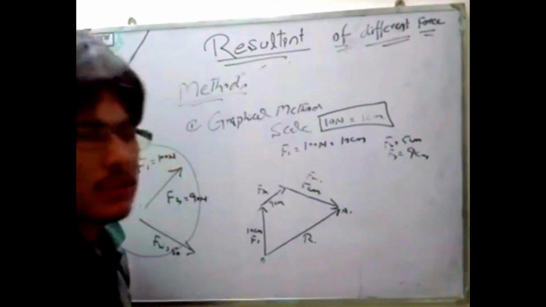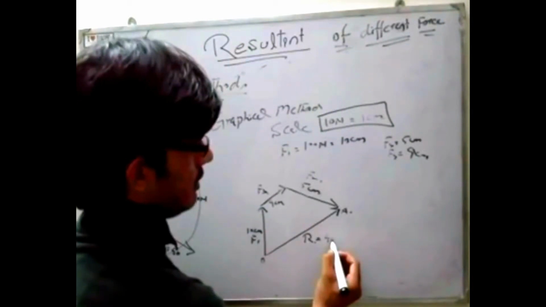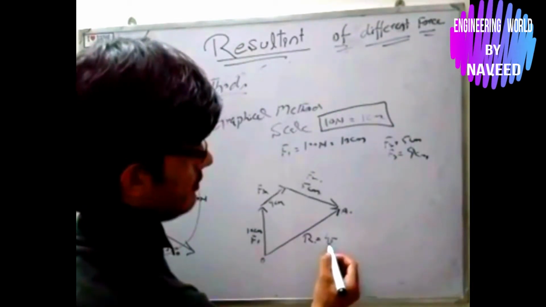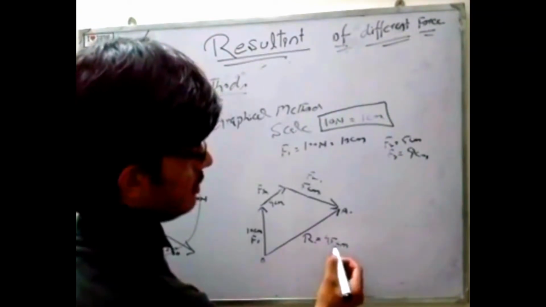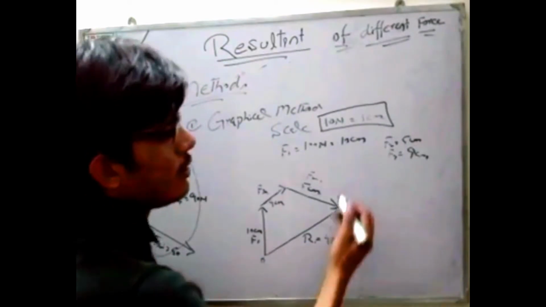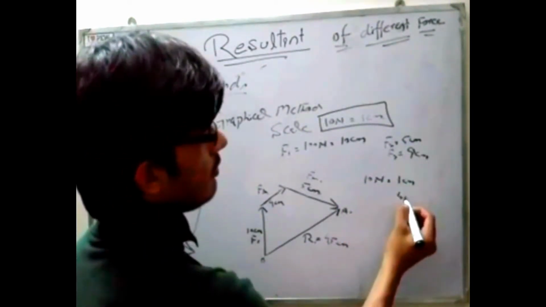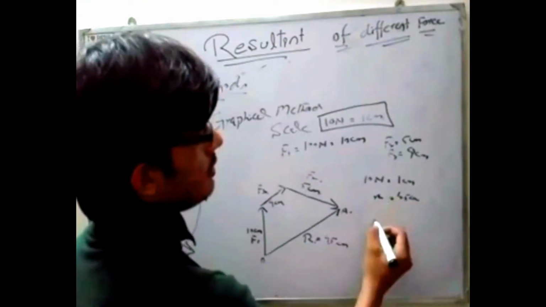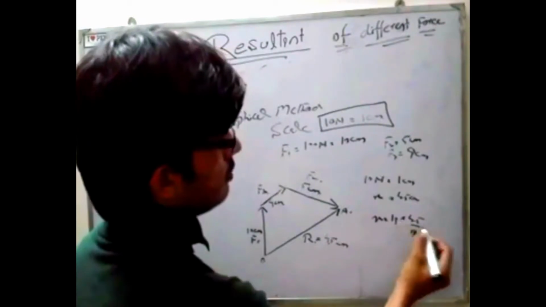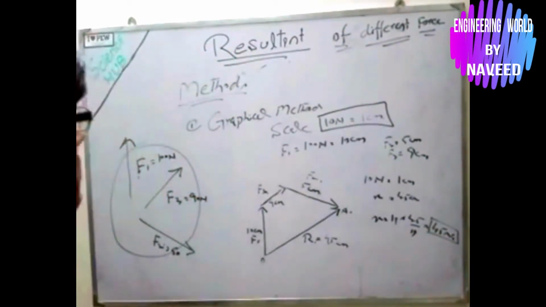Let's suppose we take it on the scale and we get the data equal to 4.5 centimeter. So I find the resultant, and that resultant, let's suppose, is equal to 4.5 centimeter. So here 10 Newton, as we know, is equal to 1 centimeter. So 4.5 centimeter will be equal to 10 multiplied by 4.5. So it will be equal to 45 Newton. So this will be your resultant.